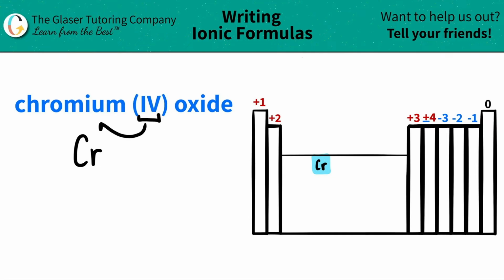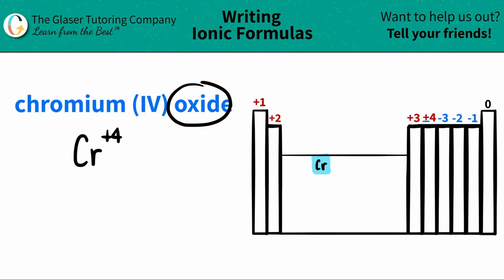Remember, Roman numerals are always charges of the metal. This is a 4 Roman numeral, so I know that in this instance, chromium is going to have a +4 charge. And it's a positive because all metals have positive charges, never negative. So they always want to lose electrons and not gain them.